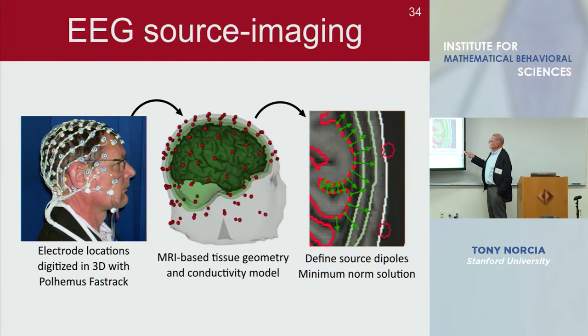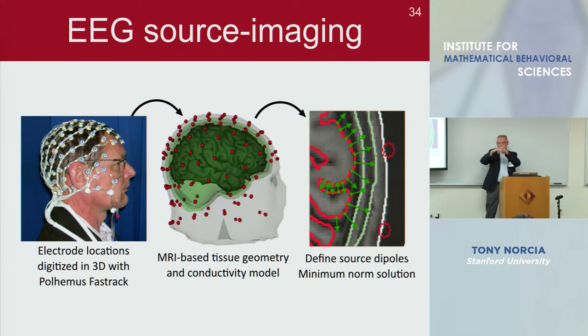Another one is we constrain these elementary sources, schematized by green arrows, to be orthogonal to the local surface normal. That's based on an underlying model of how EEG is generated in pyramidal cells. It's a pretty widely held view. So then here are the electrodes. So you can see the scalp, the skull, and the cortical surface.